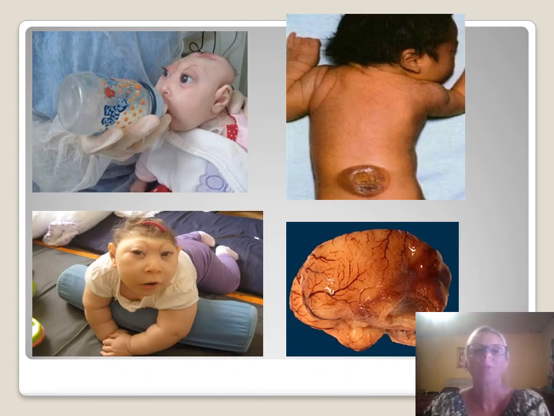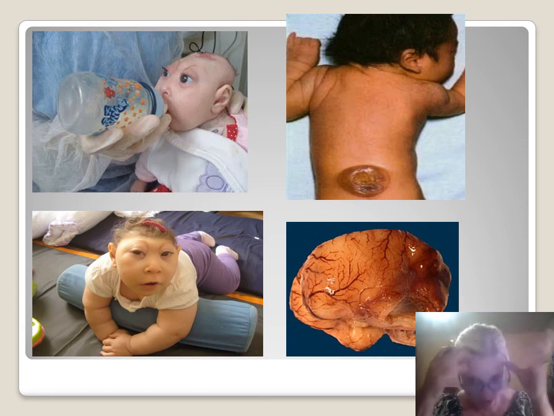So here on the left you can see these two pictures are of a child that is born with anencephaly. On the top right we have spina bifida, and then on the bottom is the lissencephaly, or the smooth brain, and you can see there are no convolutions, there's no infoldings. And the problem with that is it decreases surface area. The more surface area we have, the more material we have.